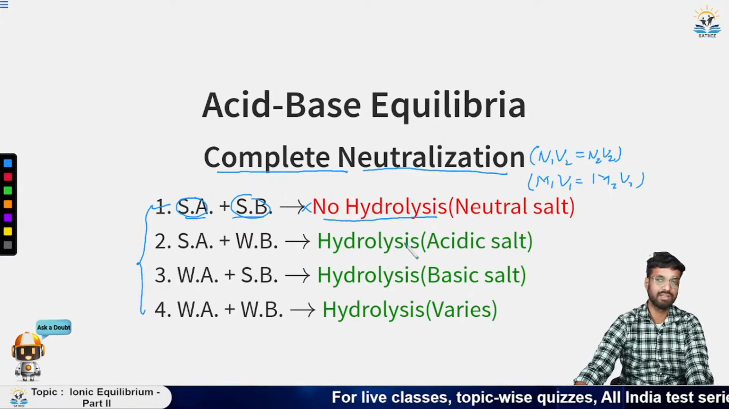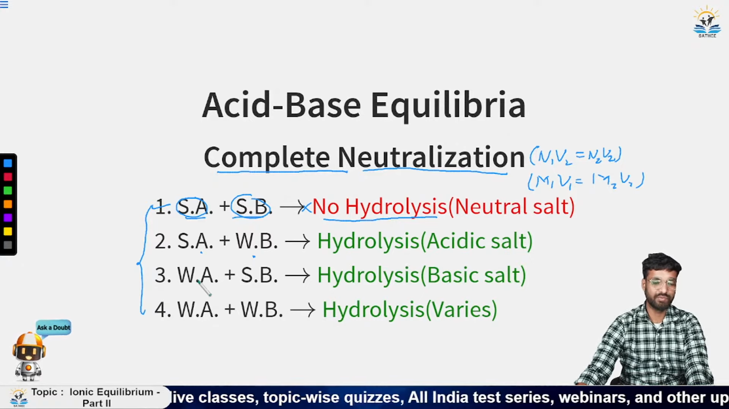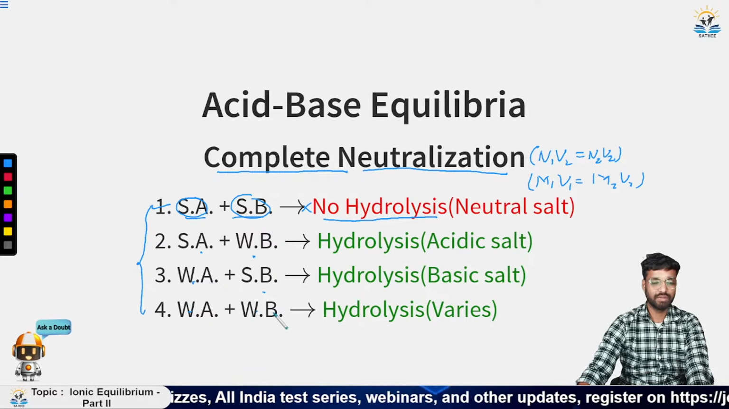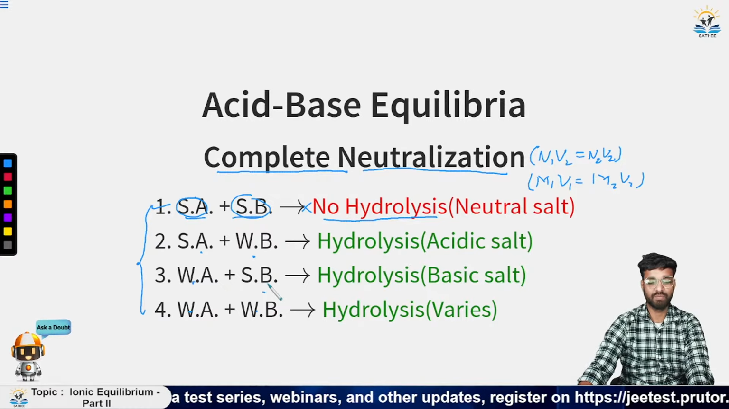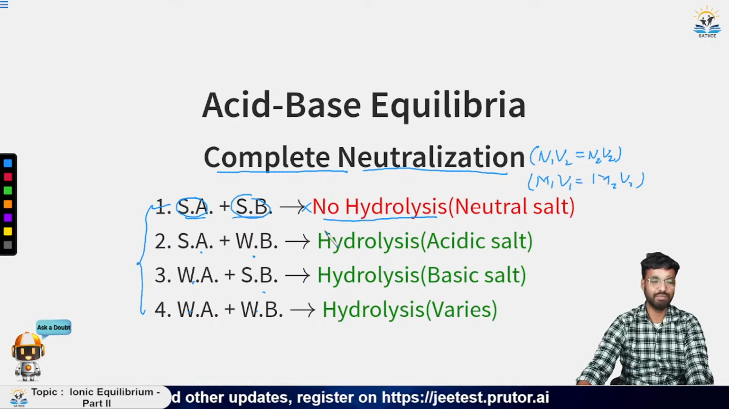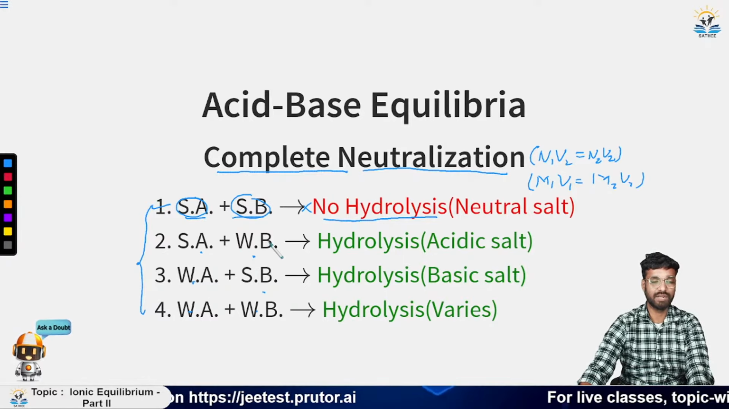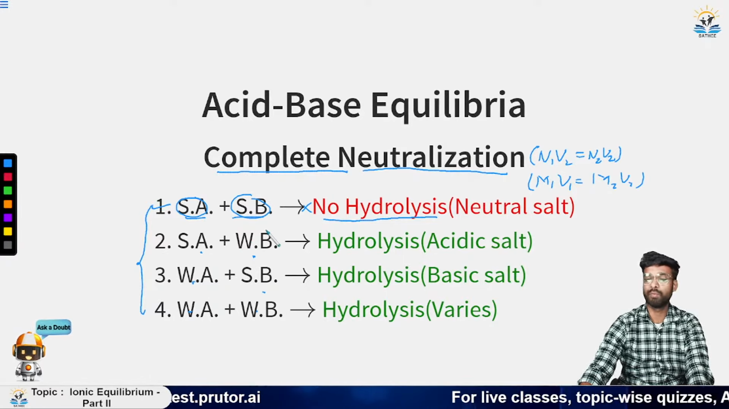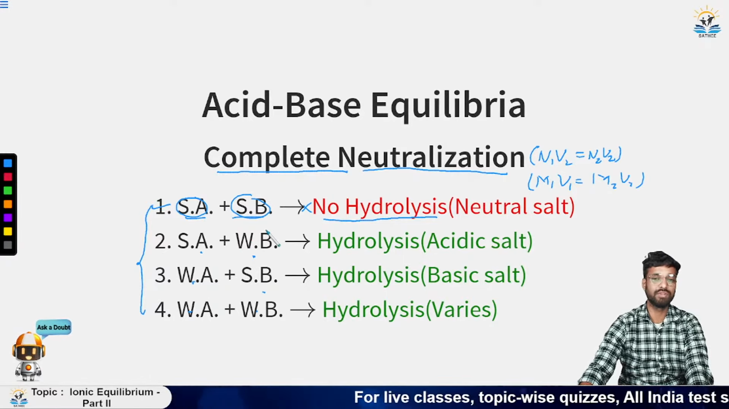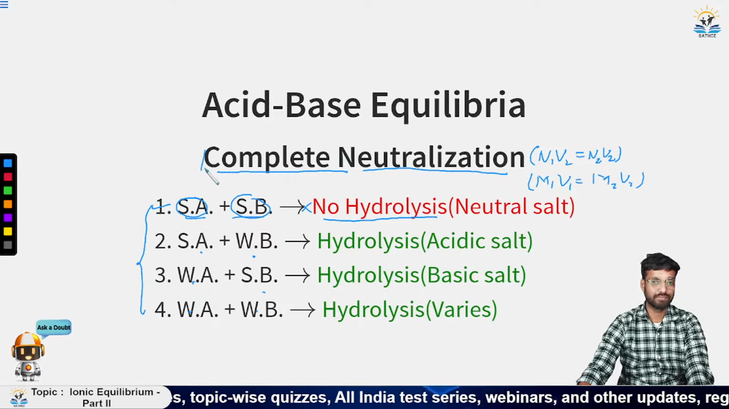Just remember this thing, that hydrolysis occurs only for strong acid with weak base, weak acid with strong base, and weak acid with weak base. So you can see one thing common here: for complete neutralization and hydrolysis to occur both at a time, you must have a weak thing. That can be a weak acid or a weak base, or both can be weak. In case both are strong acid and strong base, there will be no hydrolysis. So this is the very starting point.